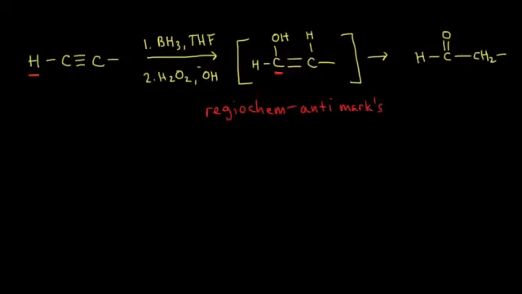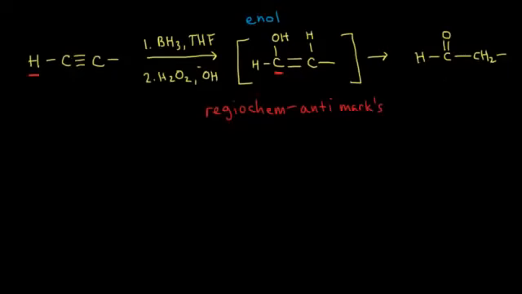So just like in the last video, we form an enol here, like that. And the enol, of course, is not the most stable form. We're going to get some rearrangement, and we're going to end up with an aldehyde here. So we can see we get an aldehyde functional group from a terminal alkyne undergoing this reaction.